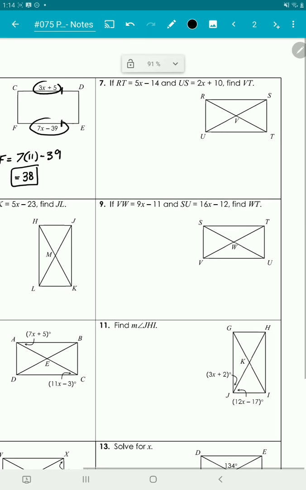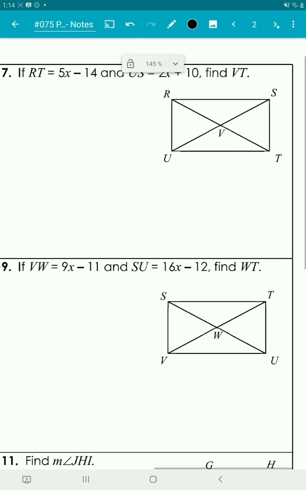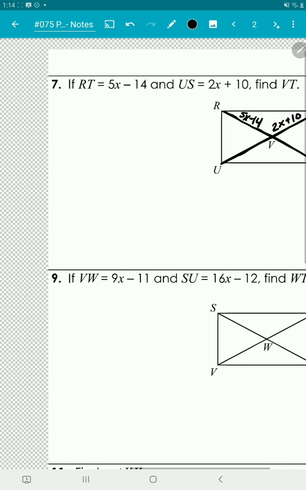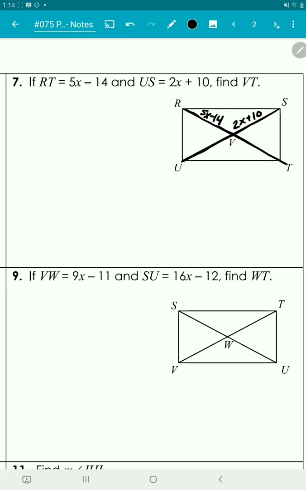Go ahead and try, let's look at this one actually. RT, so from R to T, this whole thing is 5x minus 14, and then US, the whole thing again, the other way, is 2x plus 10. Those two are the diagonals, and the diagonals are equal. So we have RT is equal to US. Okay, I want you to use these and try and solve for x.